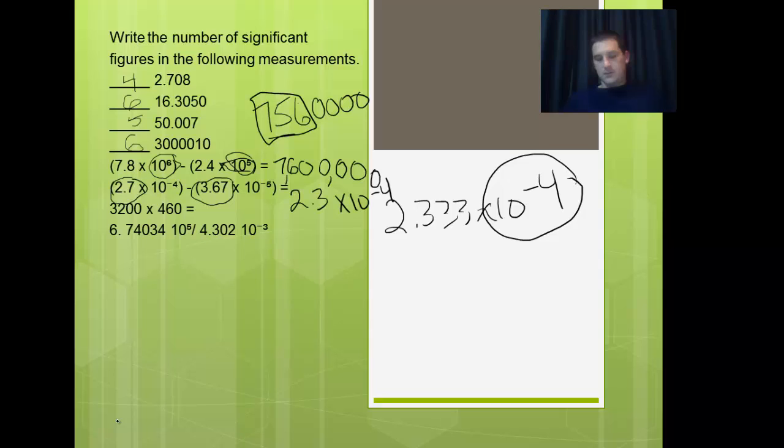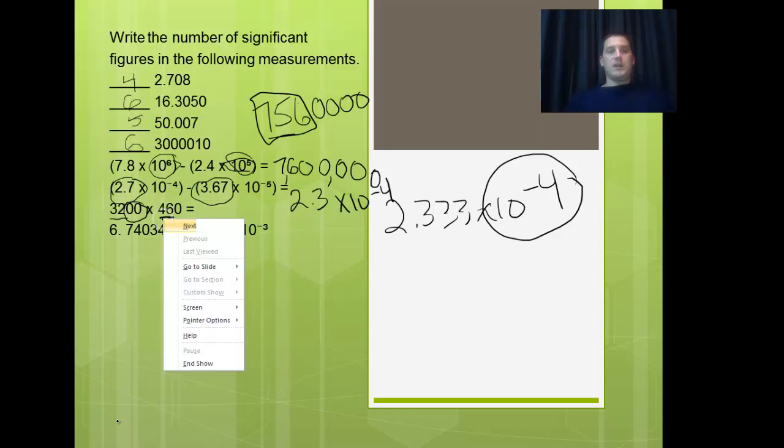The next one, we got 3,200 times 460. So you got to figure out the least amount of significant digits. This one has 2, the 32. These two zeros do not count because there is not a decimal point. The 4 and the 6, that 0 does not count because there is not a decimal point. When you multiply those together, you get 2740. Okay?